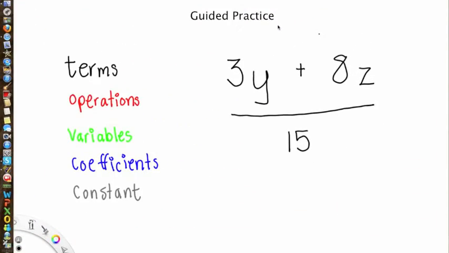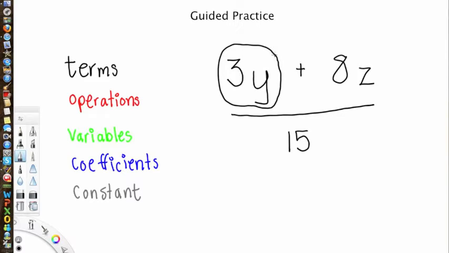Boys and girls, let's do a little more guided practice together. Okay, here we have an algebraic expression. Let's see if we can identify the different parts of it. Let's deal with terms first. Terms are either constants or variables, or constants and variables combined together, but these terms have to be separated by addition or subtraction. Well, I see an addition sign here, so I'd have to say that 3y is one term, and 8z is another term. So we have two terms. Check.